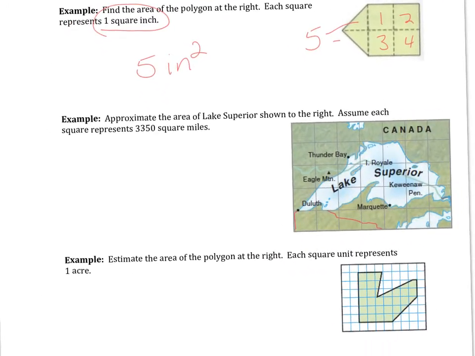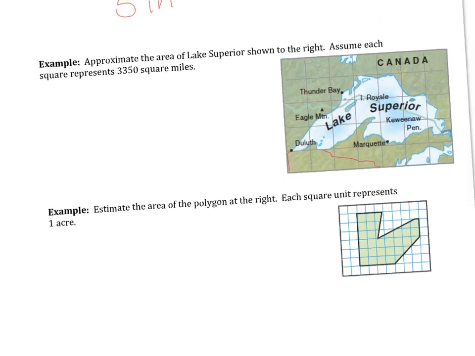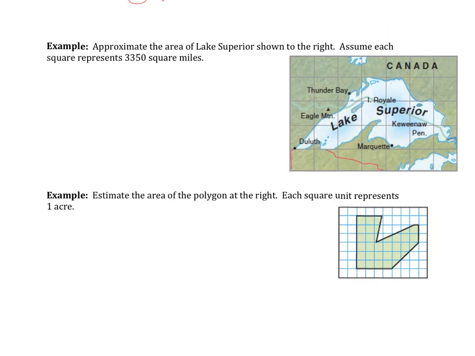Alright, moving down here to the area of Lake Superior. Assume each square represents 3,350 square miles. So I'm going to determine how many full squares I have here. I'm going to go ahead and number them as I'm counting them. I'm going to look at 1, 2, 3, 4, 5 for sure, 5 full ones.